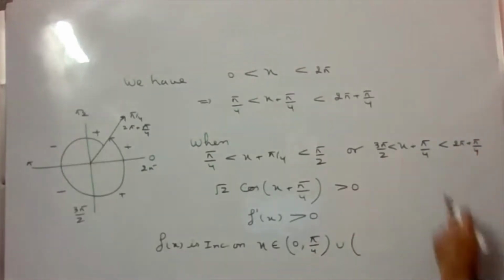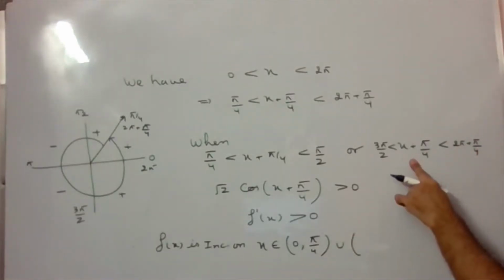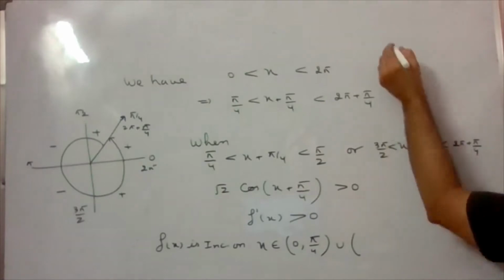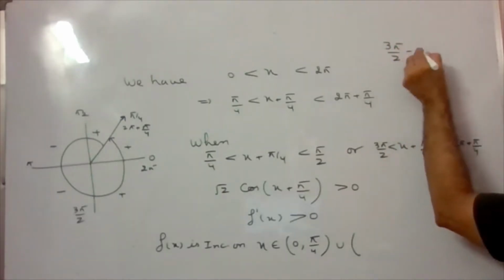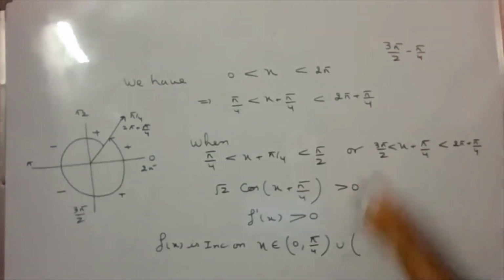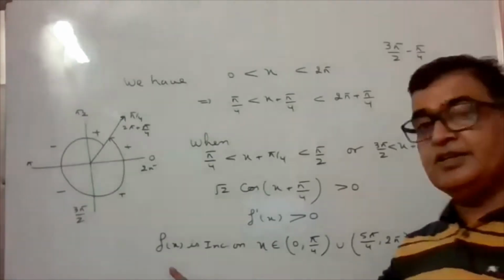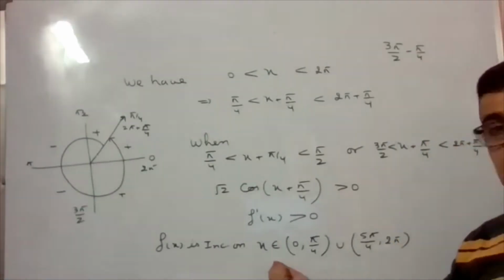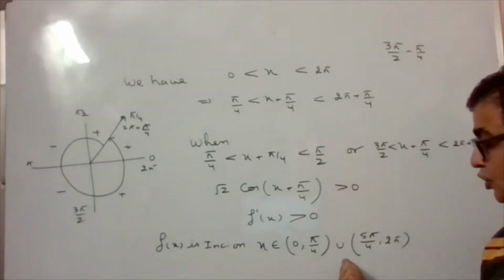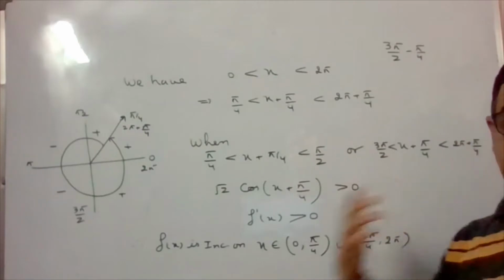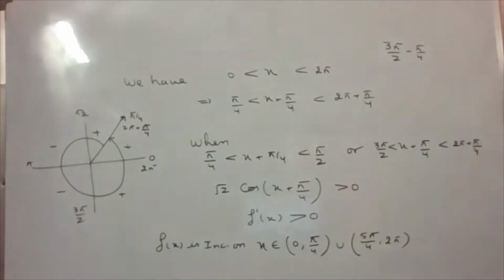Union. Second part now. If x plus pi by 4 is here, so pi by 4 if I subtract, so 3 pi by 2 minus pi by 4 when I take, it will come out to be 6 minus 1, that is 5 pi by 4. And here it is left 2 pi. So therefore the function is increasing on x belongs to 0 to pi by 4 union 5 pi by 4 to 2 pi. This is the first part we have.